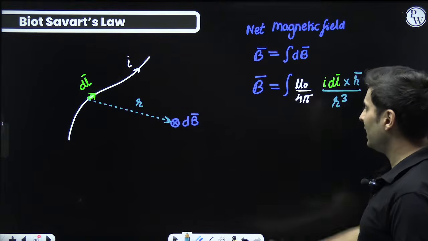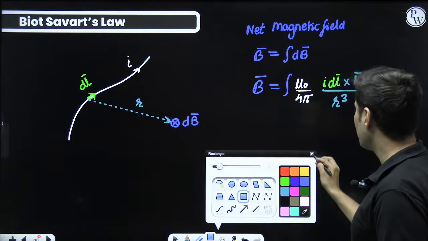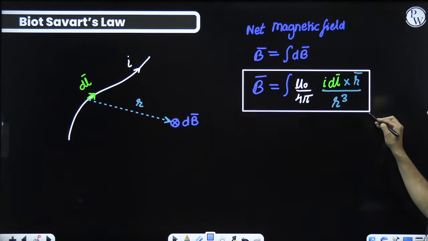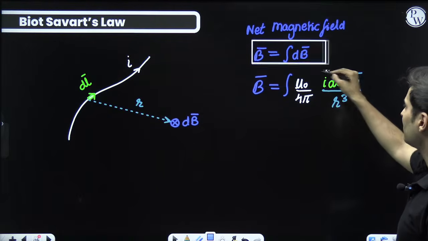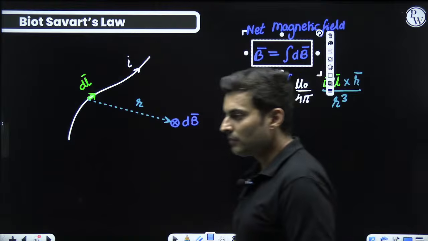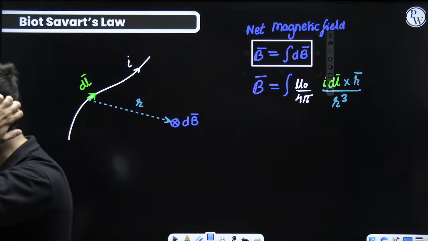When you integrate it, whatever answer you get, that is the magnetic field. More than that, this is what we have done. You're just integrating all the small magnetic fields.